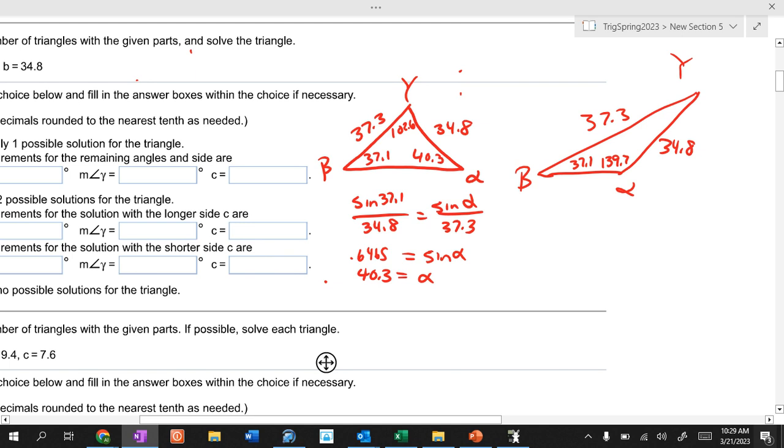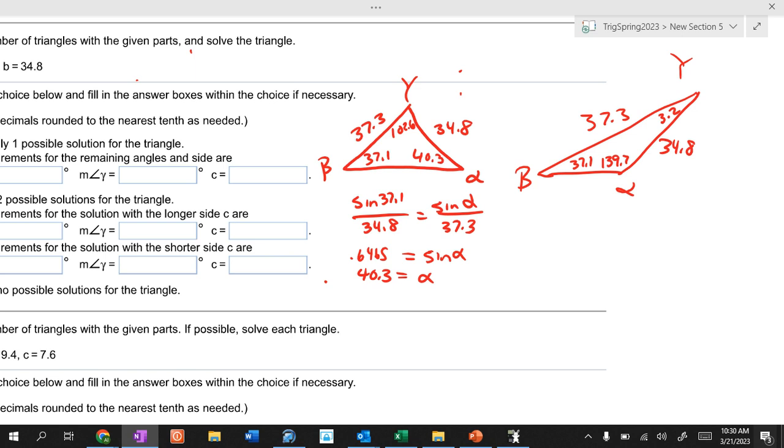So 102.6. Are we good with 102.6? I'm not doing the math. I mean, I'm doing the math, but I'm not using a calculator, so I could be wrong. Okay. I guess we'll just trust me. Blind faith in Mr. Bierschbach. Okay. So 37.1 plus 139.7 is 176.8. So this is 3.2 up here.